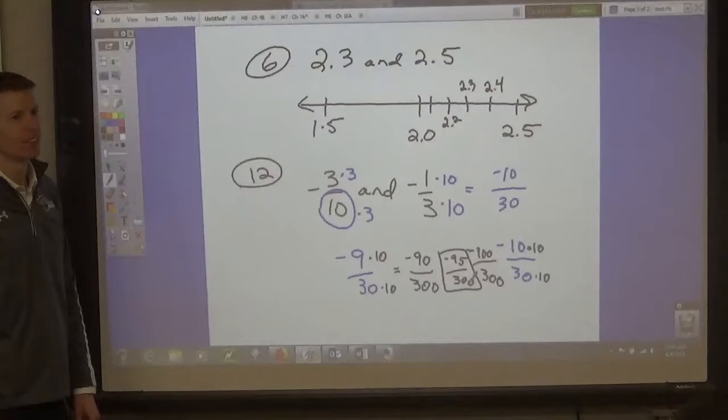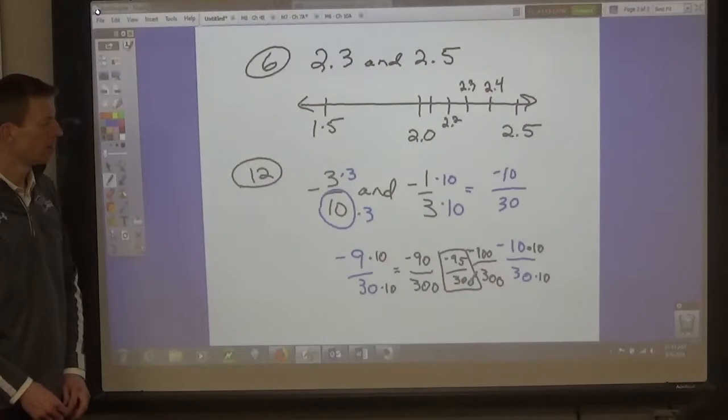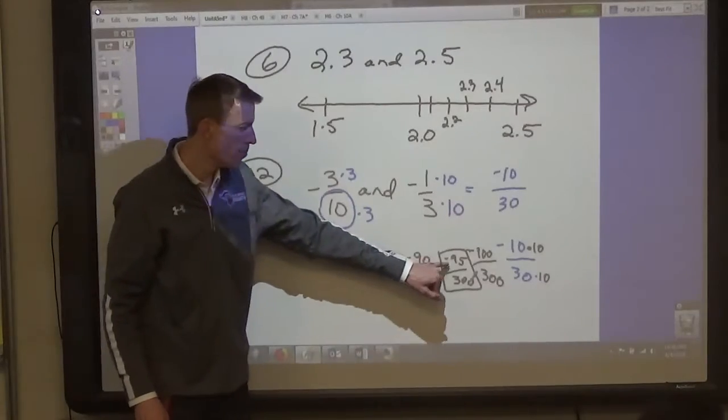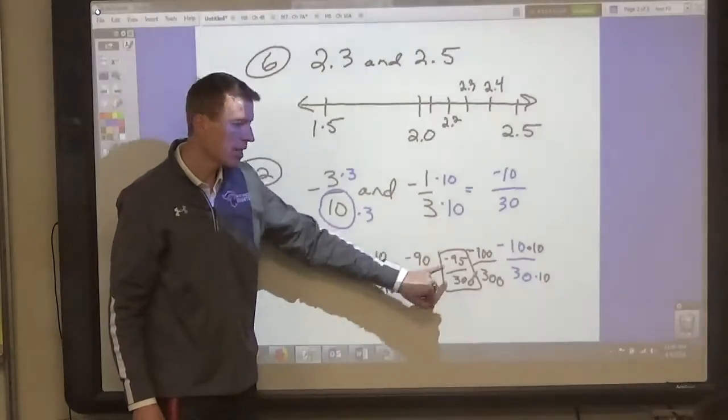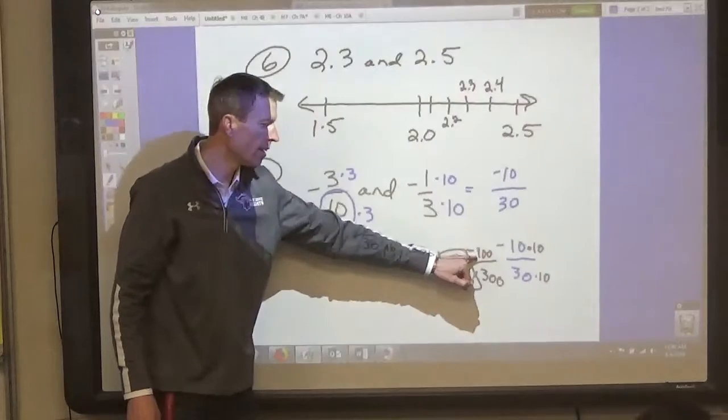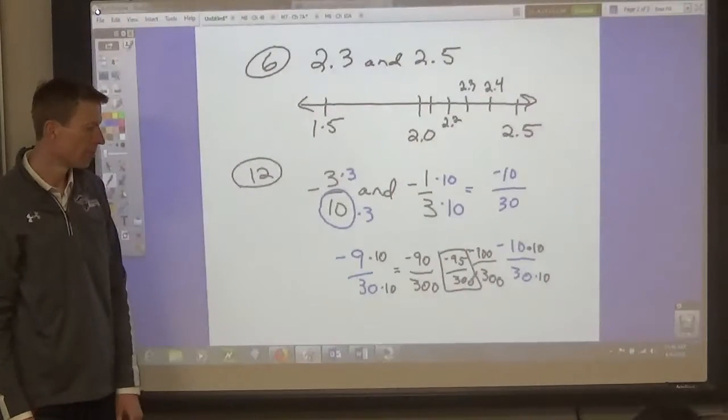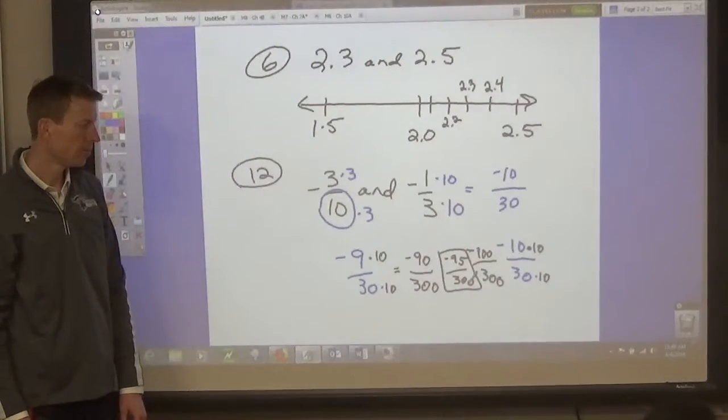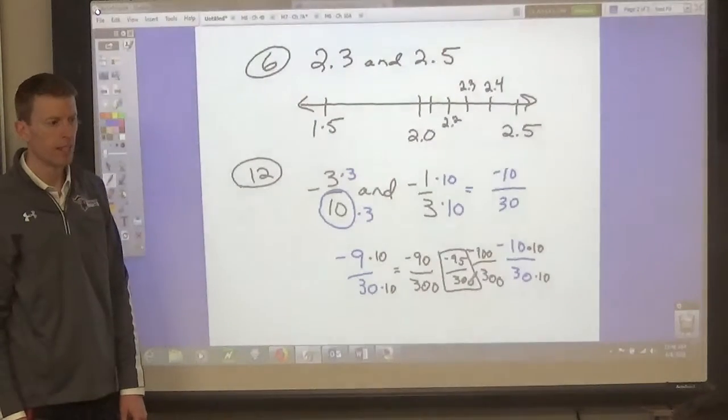Raiden? Why did you circle 9.5? Because negative 95 is between negative 90 and negative 100. Oh. Any other questions?